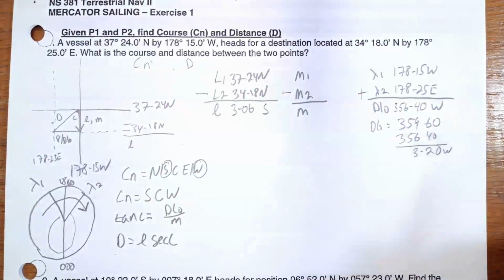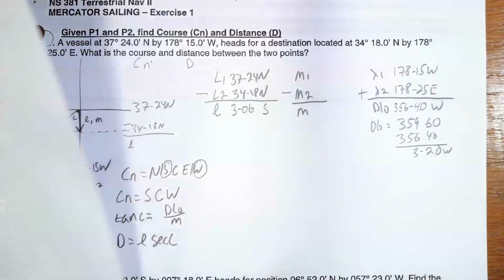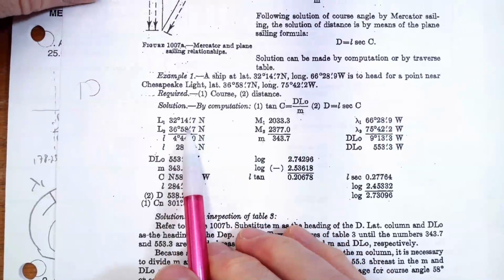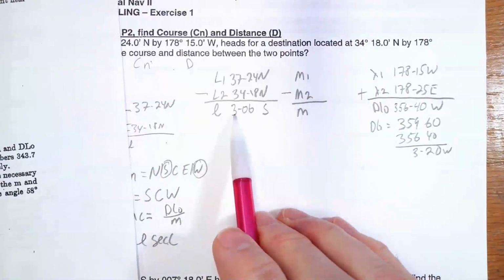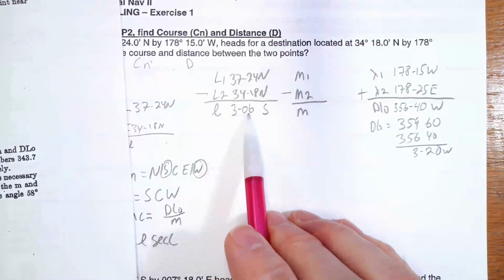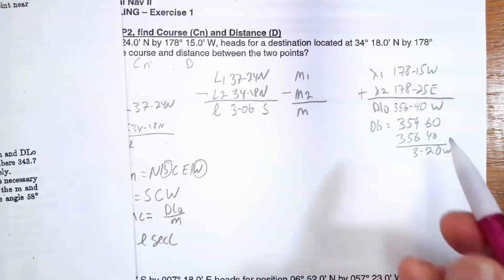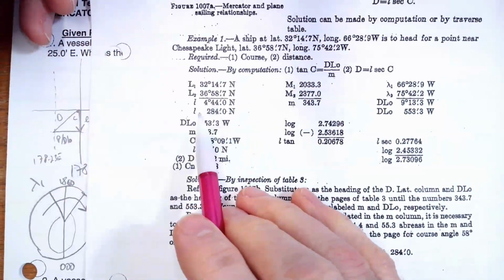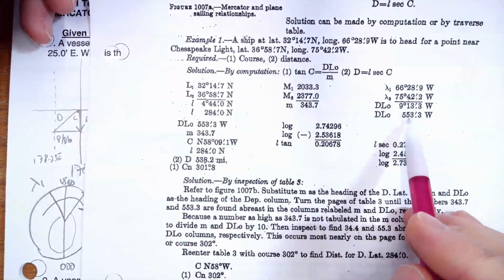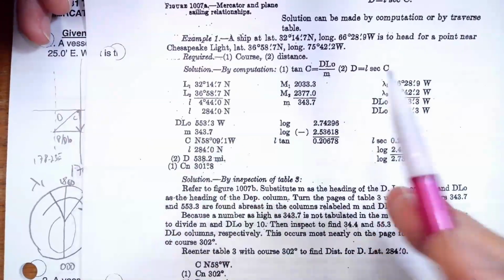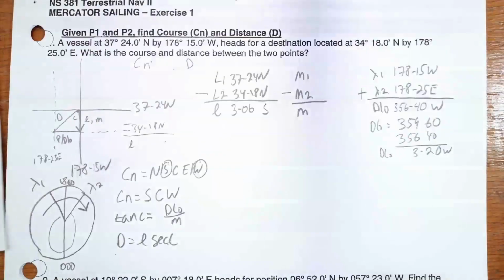Great. All right. Now, let's just take a quick look back at Bowditch for a second. So these are not our numbers, but this is our example. We calculated little l, and it's in degrees, minutes, and we calculated D low, and that's in degrees, minutes. Let's just look at what Bowditch did. Bowditch converted little l and D low to all minutes. So good enough for Bowditch, good enough for me. I'm going to do that too.